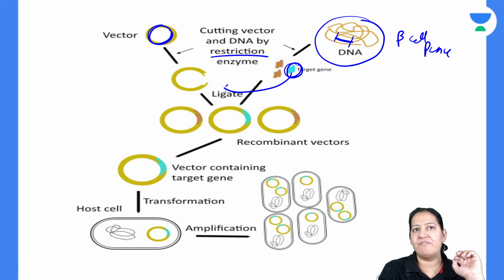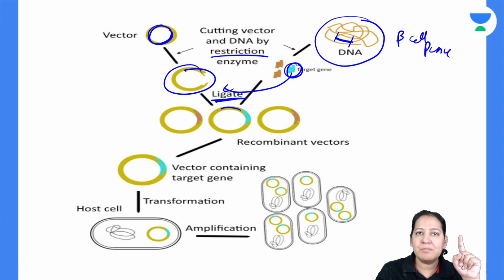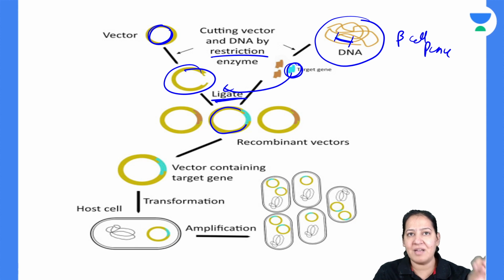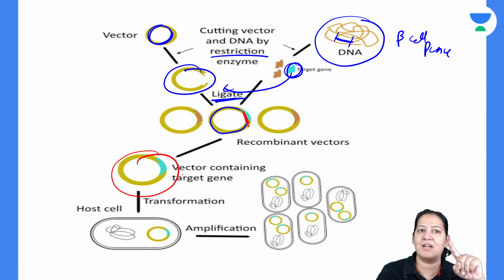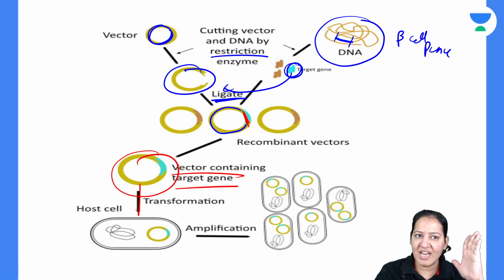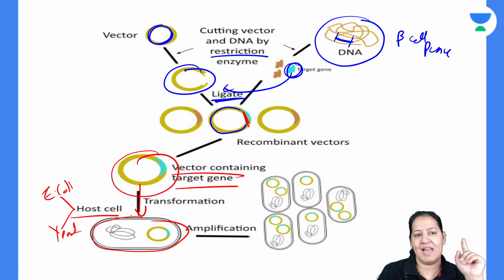I'm combining it with the plasmid using another enzyme, ligase. Ligase will join both of them. So can you see? This is my vector. And this is my target gene. I have combined both of them. And this is my vector containing the target gene. I am injecting it inside a host cell. Host cell is either E. coli or a yeast. Any living cell. I am injecting it.